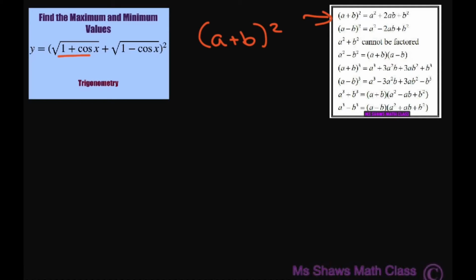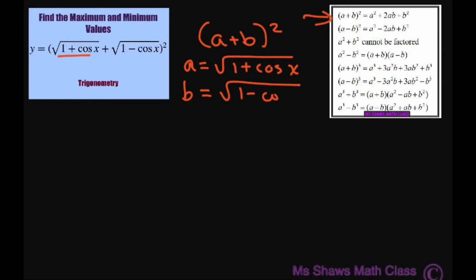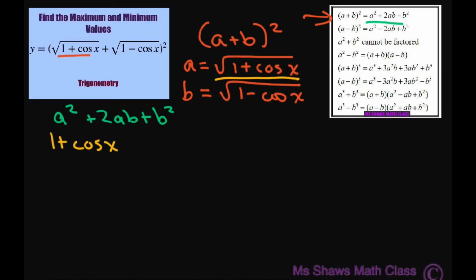So this is my a. My a is the square root of 1 plus cosine of x, and my b is the square root of 1 minus cosine of x. So basically, using this formula of a squared plus 2ab plus b squared, what we're going to do is square the a, so that just gives you 1 plus cosine of x. Let's go ahead and do the b part first. Square the b, that's going to give you 1 minus cosine of x, plus 2ab.